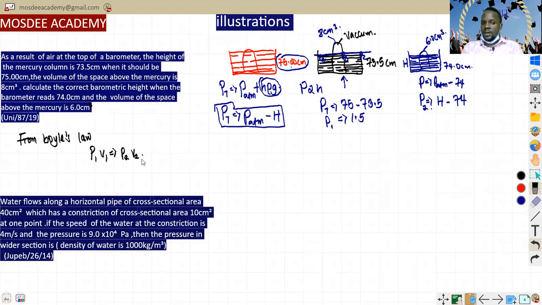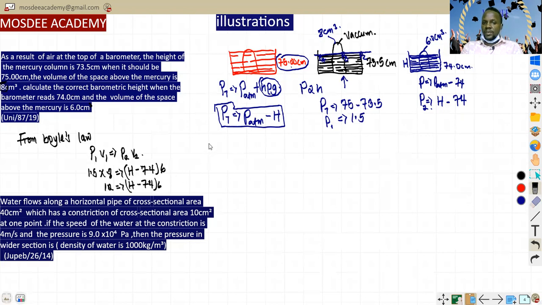The first pressure I have here is 1.5. I'm multiplying that with the first volume given in the question, which was 8. You can see that multiplied by 8 equals the second pressure, which is H minus 74. I'm also multiplying that by V2, which is 6. So directly I can say 1.5 times 8 is 12, fine, equals H minus 74 in brackets times 6.